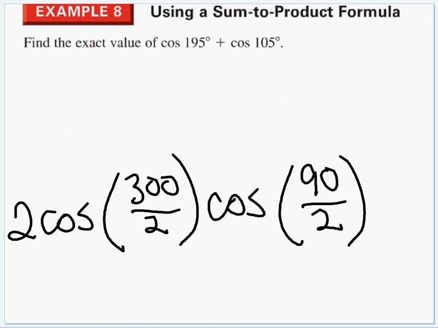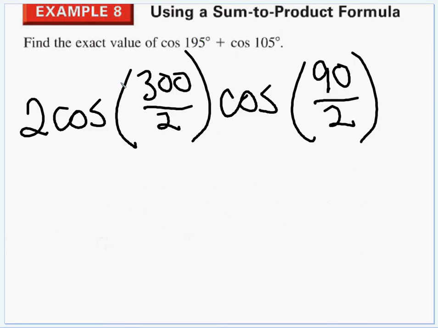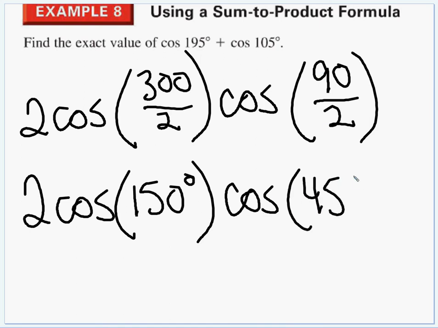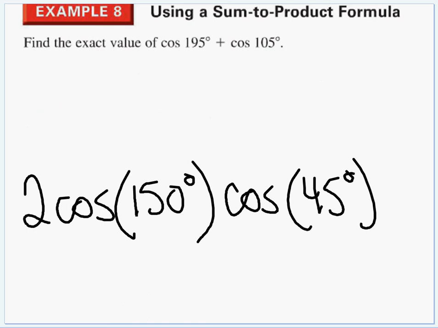Okay, one more little simplifying step before the unit circle. Let's divide in the parentheses. So this is 2 cos of, 300 cut in half is 150. That's an angle on the unit circle. And then we've got cos, 90 over 2 is 45. That is another angle on the unit circle.